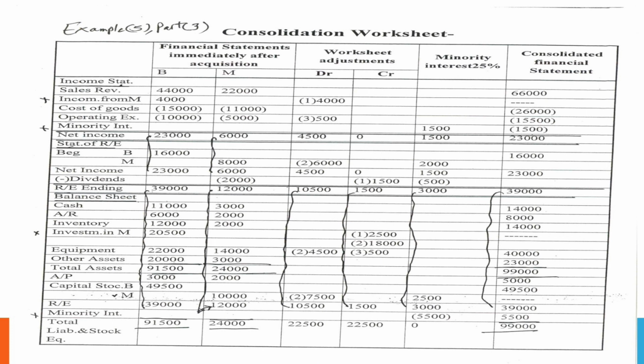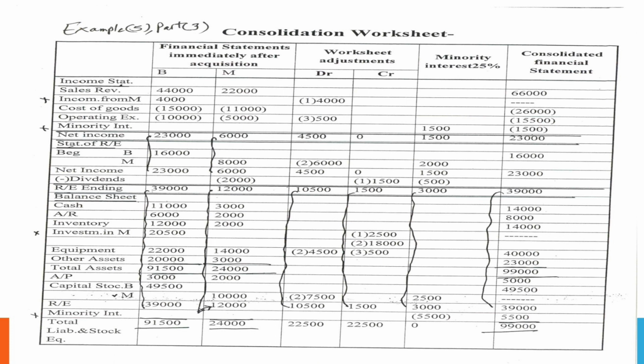Okay. The last one, the balance sheet. You know the balance sheet: assets, liabilities, shareholders' equity. Assets: cash, 11 and 3, AR, 6 and 2, and inventory, 12 and 2. When I say this, it is company B first and company M after. Then investment in M, put an X beside investment in M, 20,500.